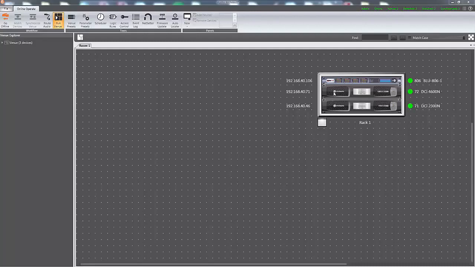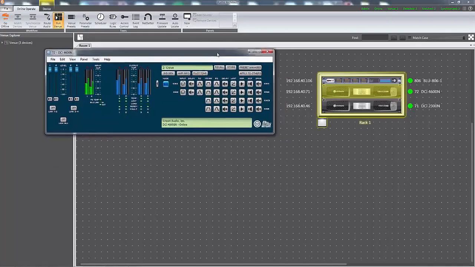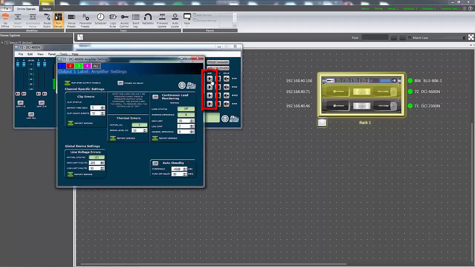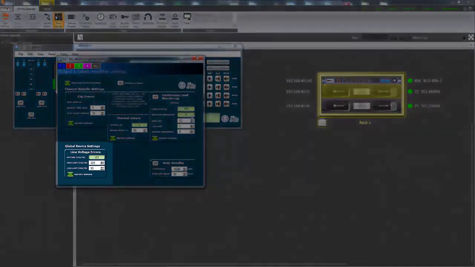To configure the amplifier to monitor AC line voltage, double-click on the virtual representation of the amplifier to open its default device panel. Next, double-click on any one of the amp icons to open the amplifier settings window. The line voltage monitoring controls are located to the lower left corner of this window.